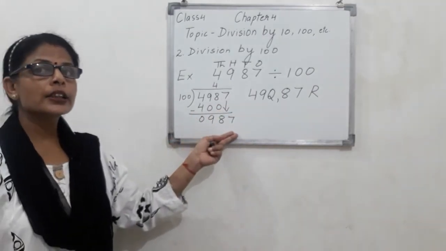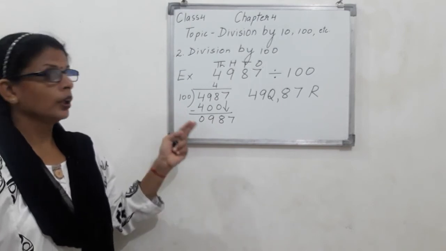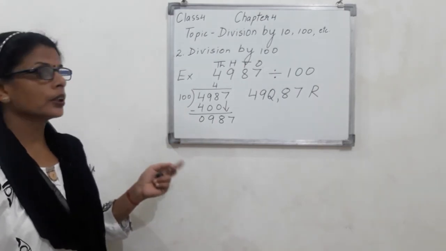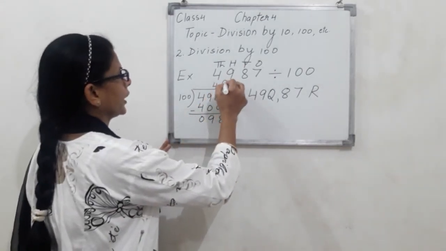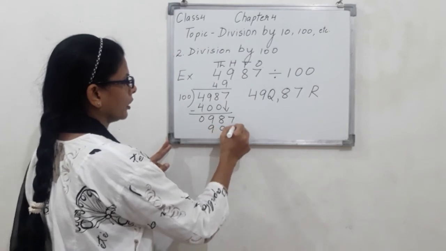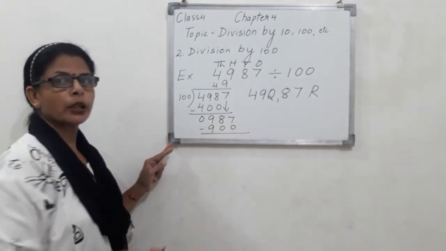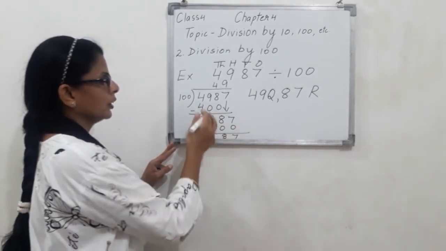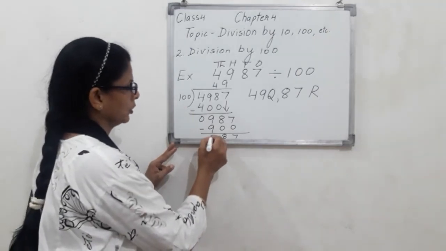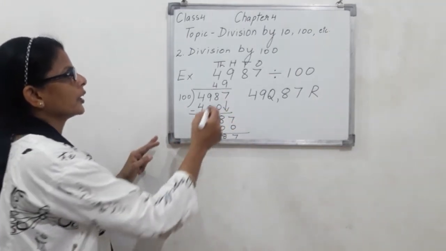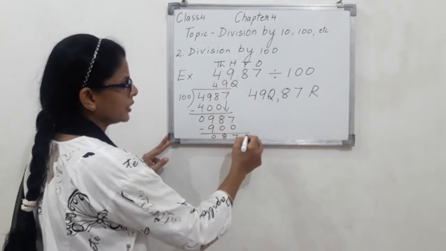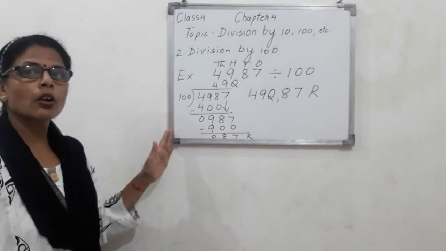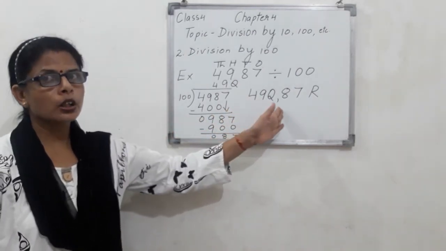Now does 987 come in the 100 table? No. Less than 987, what comes in the 100 table? 900. How many times? 9 times. We write 9 up and 900 down. Minus it. 7 minus 0, 7 only. 8 minus 0, 8 only. 9 minus 9, 0. So we can see the quotient is 49 and the remainder is 87. Right? So instead of doing this long method, we can do it in the short method.